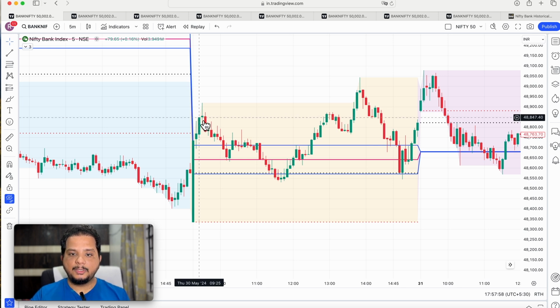Once it has moved, we start looking for a setup. What is that setup? We look for reversal candles or reversal patterns. There are a few reversal patterns and reversal candles which you need to be precise about. Whatever maximum possible information there is related to these reversals, I can share in this video, but you can go for deeper knowledge.